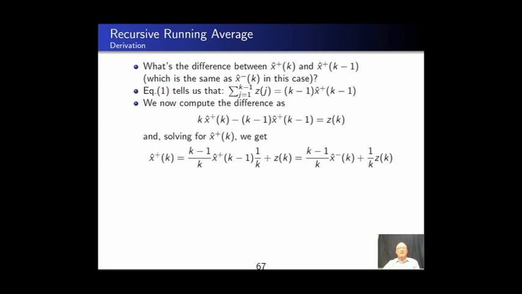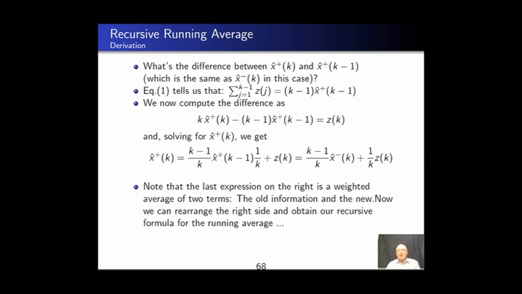But solving for x hat at time k, we get the following equation. And you'll notice that the last expression on the right is a weighted average of two terms: the old information, which is x hat minus at time k, and the new information, which is nothing but the measurement itself. So we've taken a weighted average. You'll notice by the weights, k minus 1 over k is much larger than 1 over k. In fact, k minus 1 over k approaches 1 as k approaches infinity, and 1 over k approaches 0 as k approaches infinity.